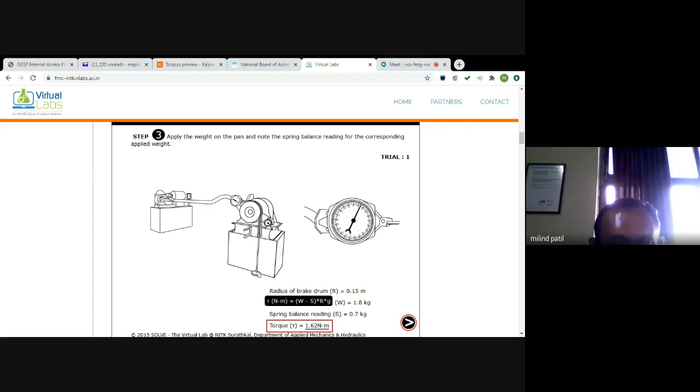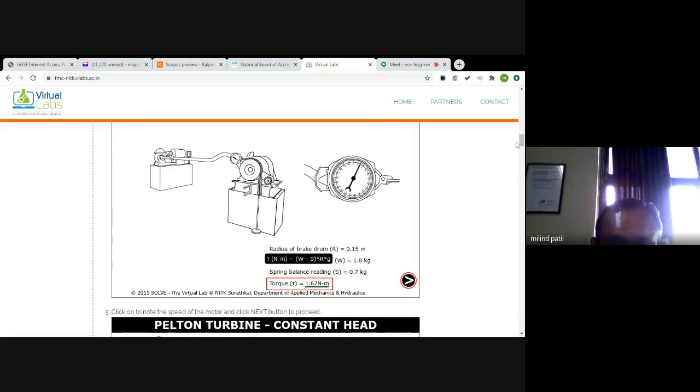One end of the rope is provided with a load, and one end of the rope is provided with a spring balance. So I will have a reading of W, I will have a reading of S, and from this center point to this is the effective radius of the drum, that includes the drum radius as well as the rope diameter. So the effective radius of this setup is 0.15 meter.